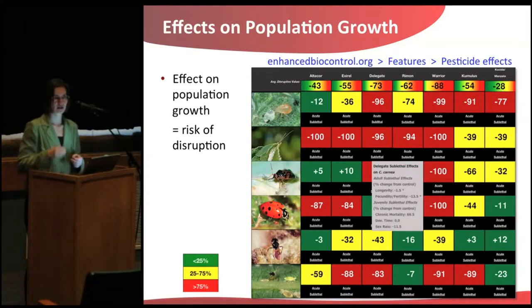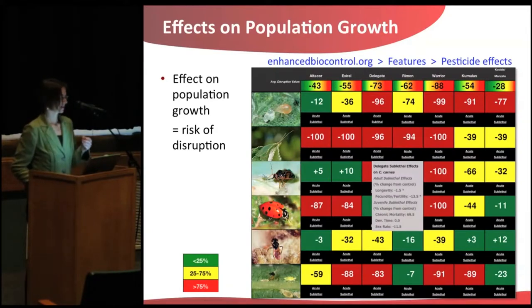And when you click on either of those fields, you can see, if you're interested, the different detailed parameters that we looked at and how these negative effects, where they come from. Is it that no eggs hatch? Well, if no eggs hatch, then we don't have a next generation. Or is it because all the adults die, and so forth?